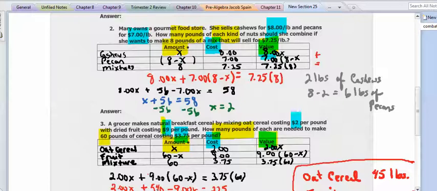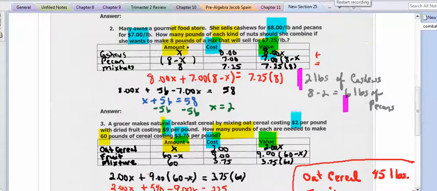So what I found out was the amount of pecans that I need to use, and it was 2 pounds. Then I took that 2 and I put it into here where there's the X. So it's 8 minus 2, which is 6. And I needed 6 pounds of cashews. So 2 pounds of pecans and 6 pounds of cashews. I think I said it wrong before. Okay, so that was examples numbers 1 and 2.